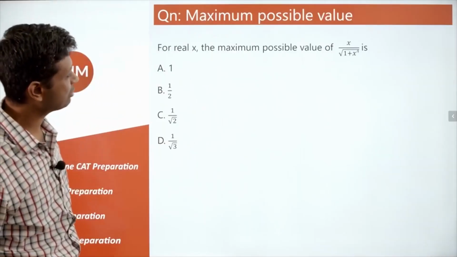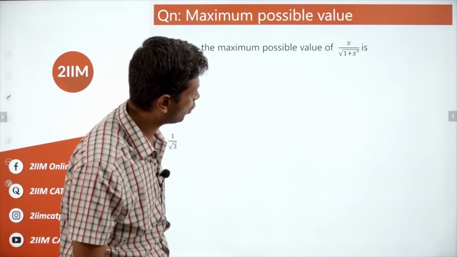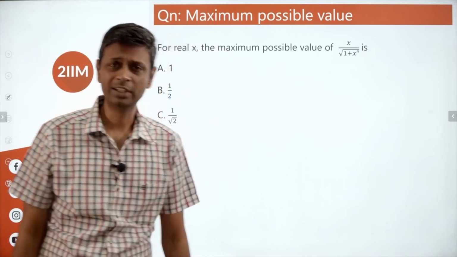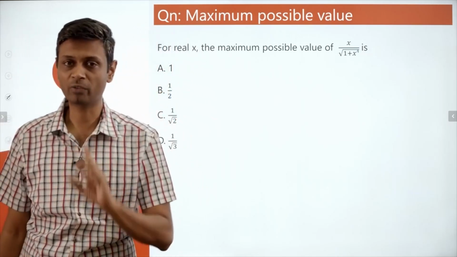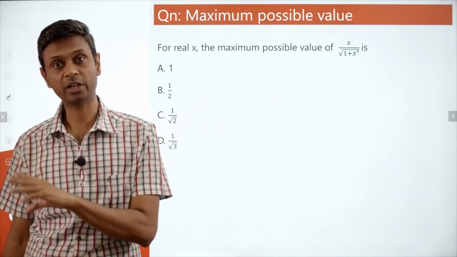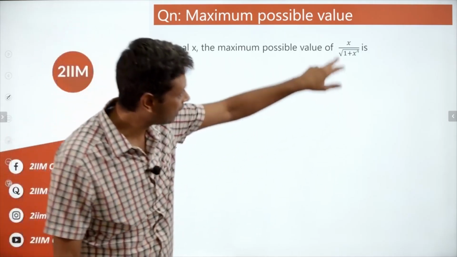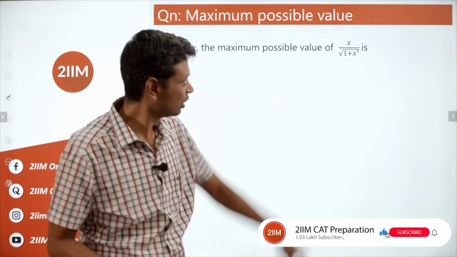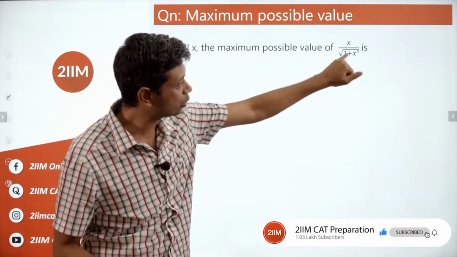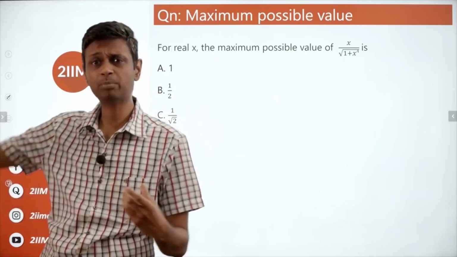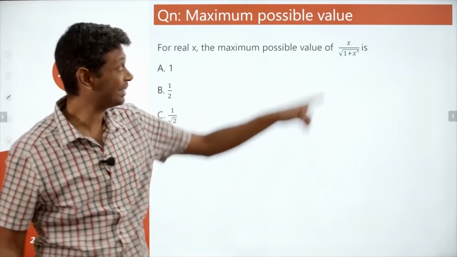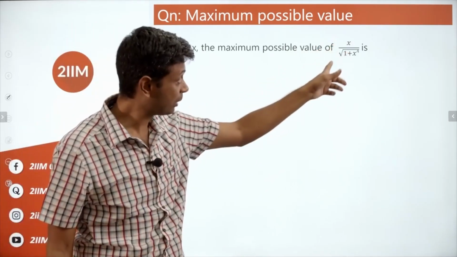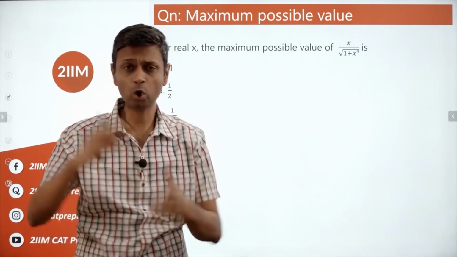For real x, find the maximum possible value of x by square root of 1 plus x power 4. These kind of questions, trick 1 in the book. Whenever there's a square root sitting here, see if you can simplify this expression to have some kind of symmetry. What do I mean by that? There's an x on top and then the square root and 1 plus x power 4. 1 and x power 4 are far away and x is in the middle. This is x power 1, x power 0, x power 4. We're all over the place.